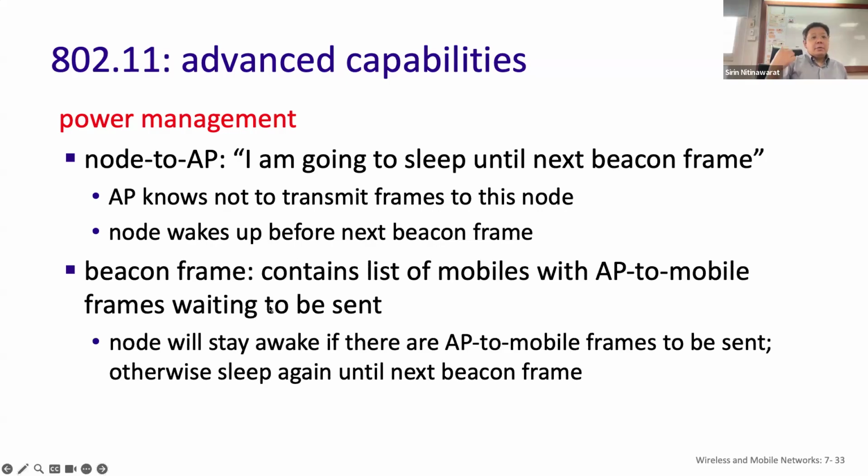In addition to node-to-AP signaling for power management, the beacon frame from the AP to the mobile devices also contains suitable information to allow for this power management. In particular, the beacon frames can contain a list of mobiles with pending traffic destined to them.